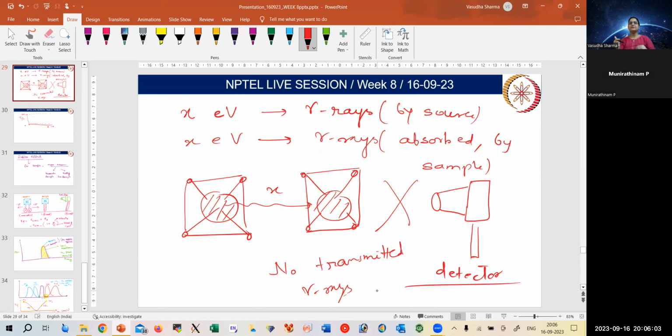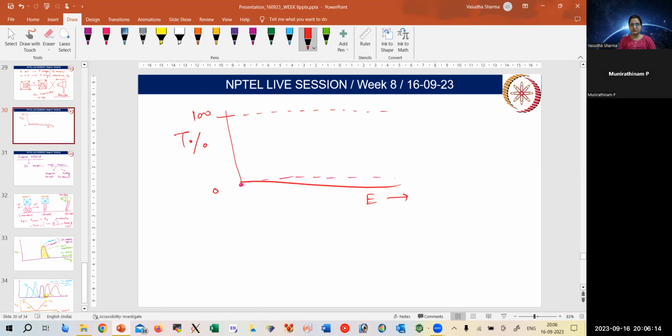So if X amount of energy is given by the source and X amount of energy is taken by the sample, there would be 100% absorbance. There won't be any transmission, so our transmittance would be zero. There won't be anything. So the graph will look like this. This is the zero absorbance graph. This is the 100% absorbance graph.